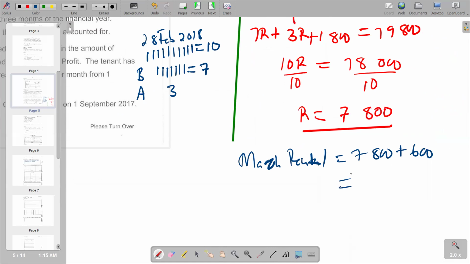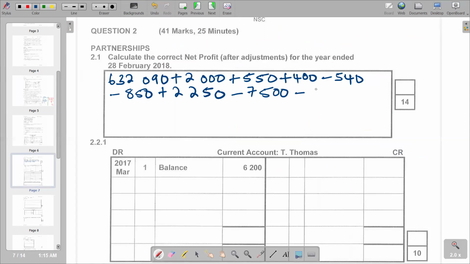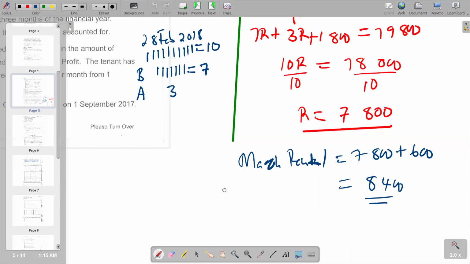And then we can calculate that one. You're going to get your answer as 8,400. So this is the rental for March, which we need to subtract. So we're going to subtract 8,400. Basically, that's what we got for that part. We move on to see if we still have any other adjustment.